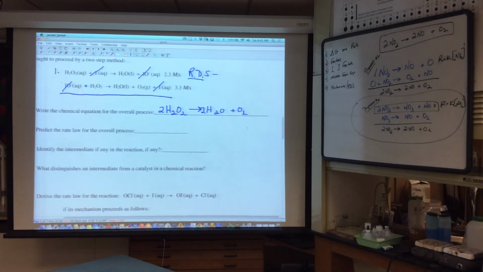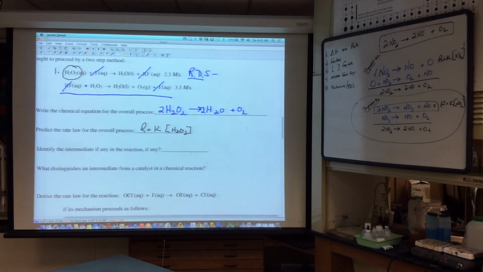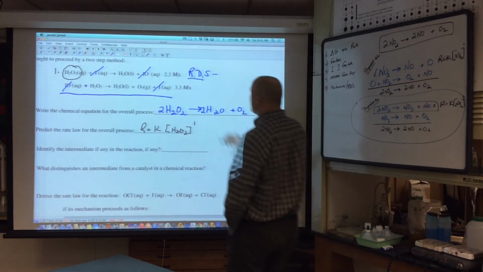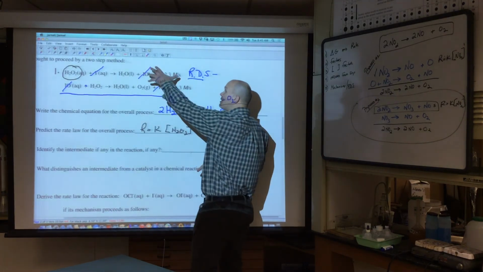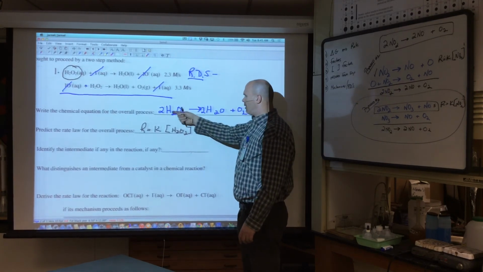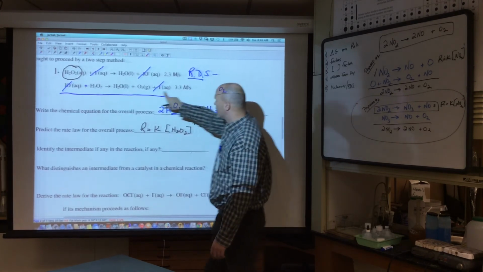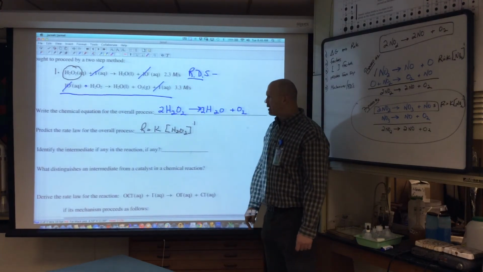So the rate law is R equals K, and guess what? I only have one what? H2O2. And what's the coefficient in front of that lonely H2O2? 1. See, knowing that this is actually the mechanism, and knowing it's the slowest step, we're going backwards now. Using this information, this is to the first order. How come it's not 2? How come I don't get a 2 here? Because one of the H2O2s is in a faster step that doesn't determine the rate of reaction. Does that make sense? Okay.